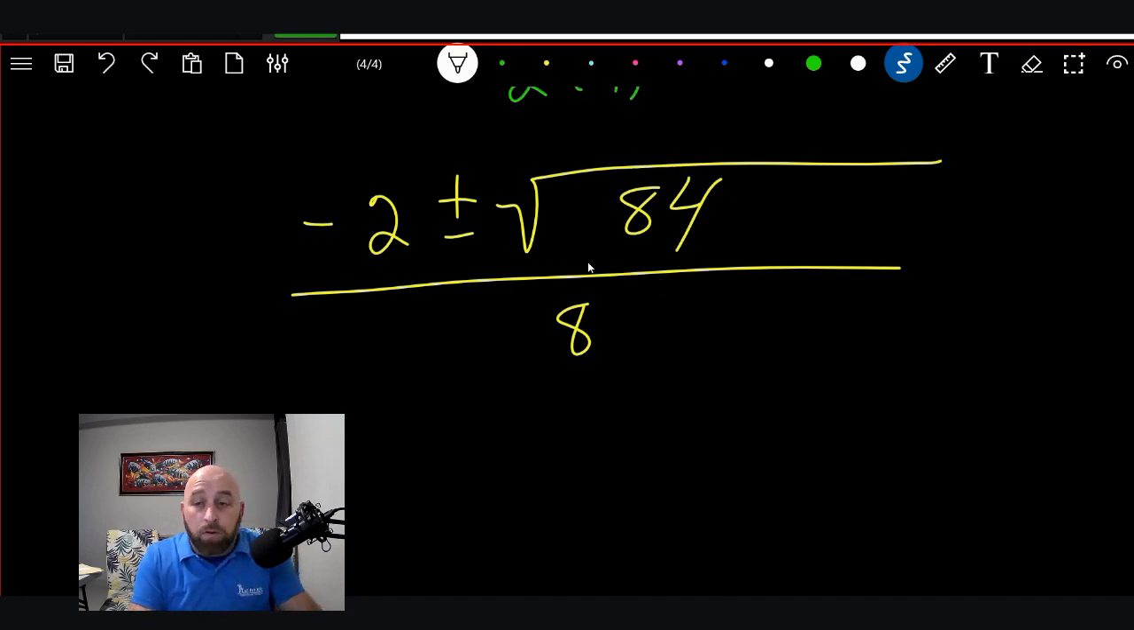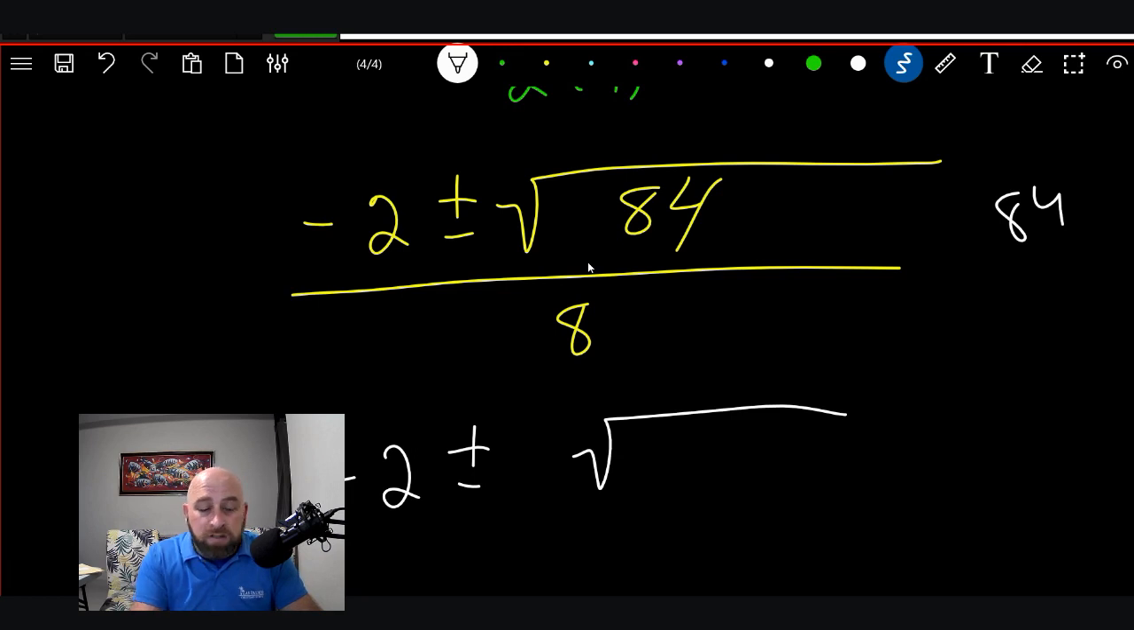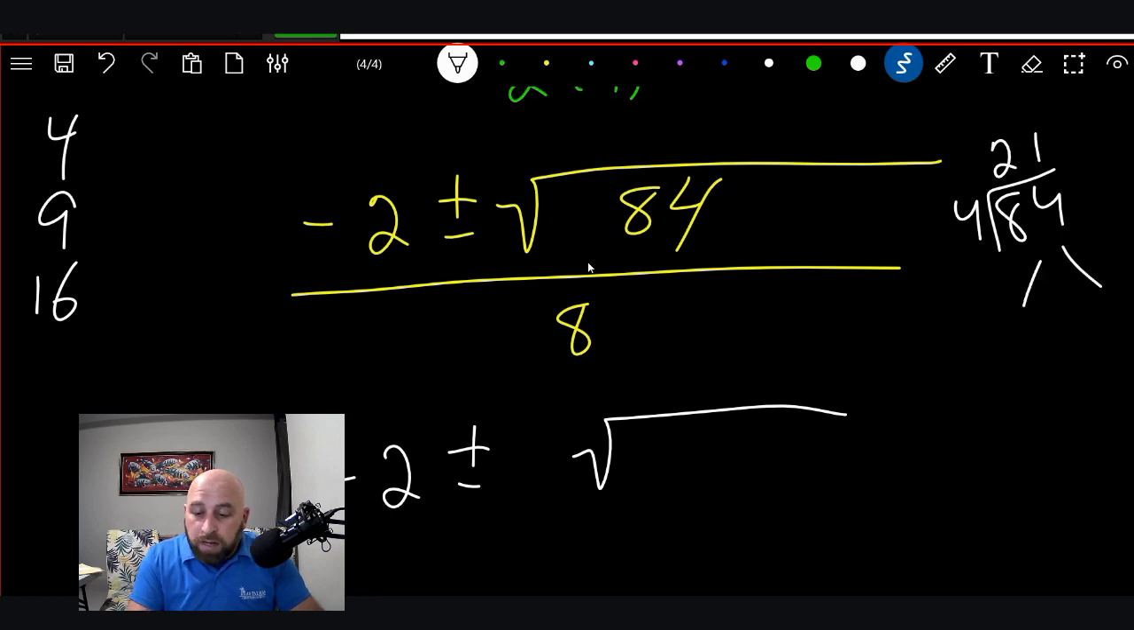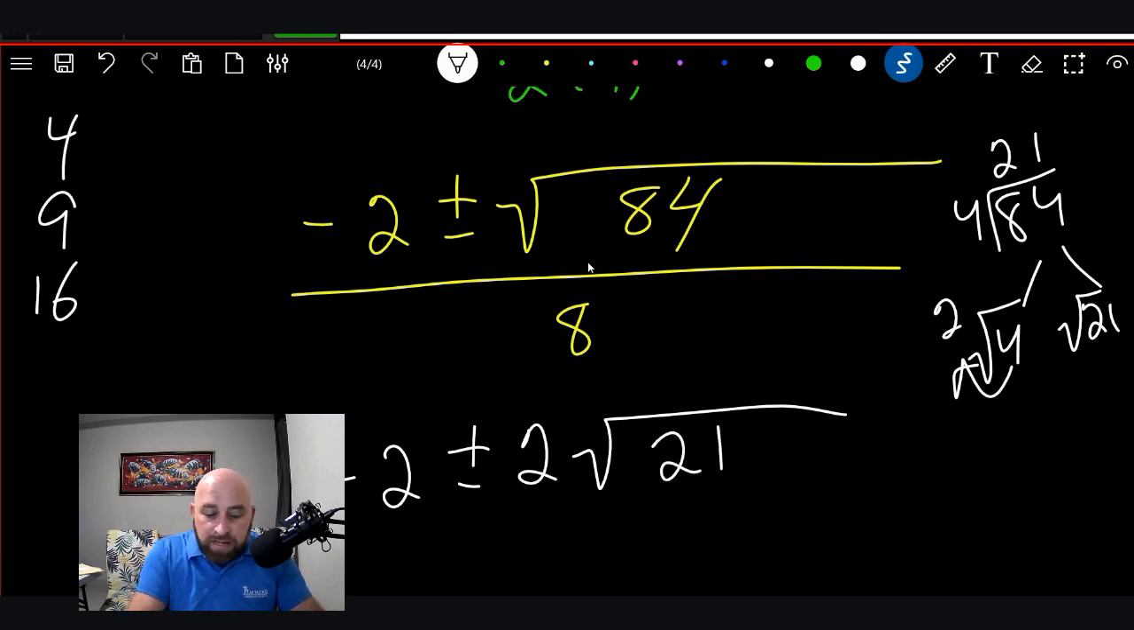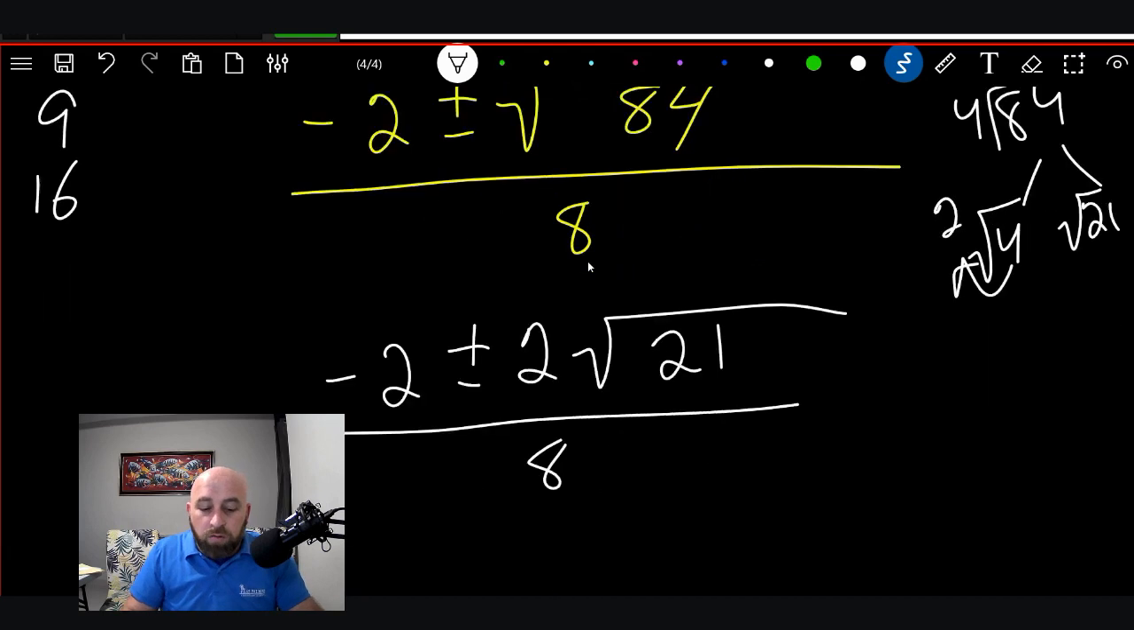But 84, we can square factor that. So minus 2 plus minus what? Take 84, and what goes into that? So what are the square factors? 4, 9, 16. Let's see, what else goes into that? I don't know. But the only one that's going to go into that is 4. So 4 goes into that 21 times. So we're going to have square root of 4 times square root of 21. What comes out of the 4? 2. So 2 is going to come outside, and 21 is going to stay inside. And that's all going to be over 8.